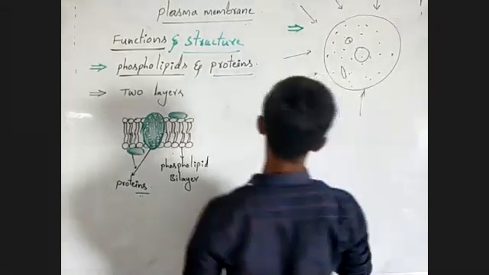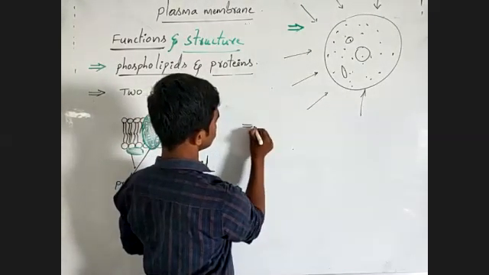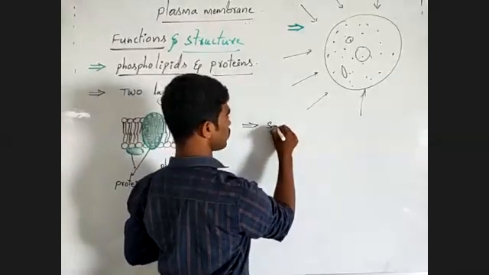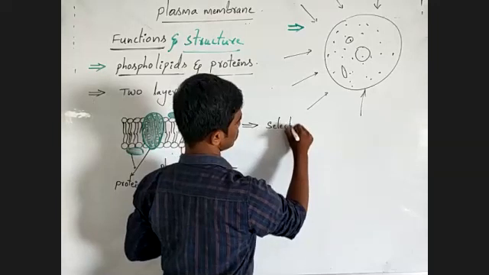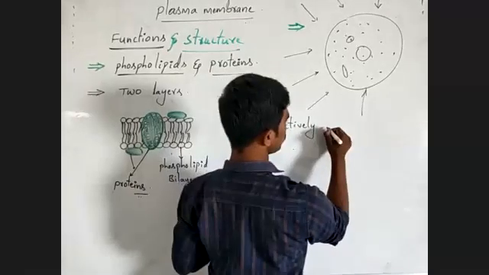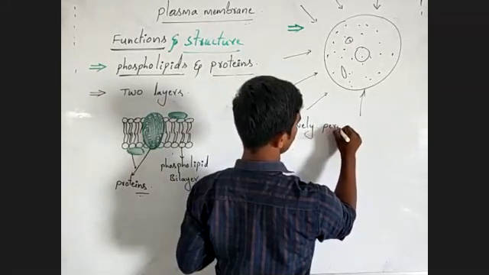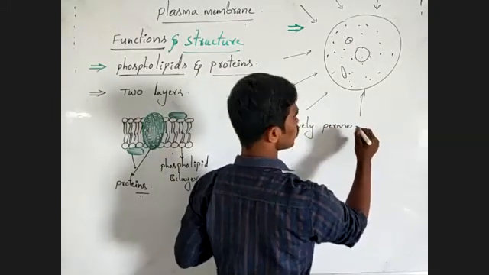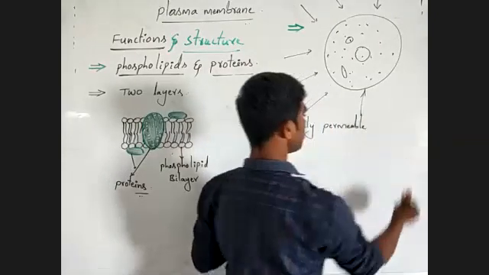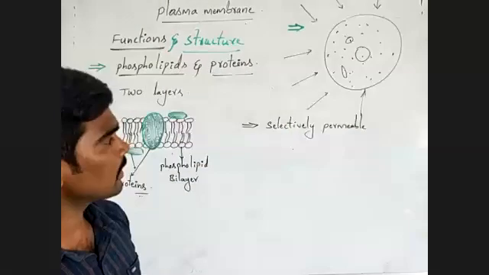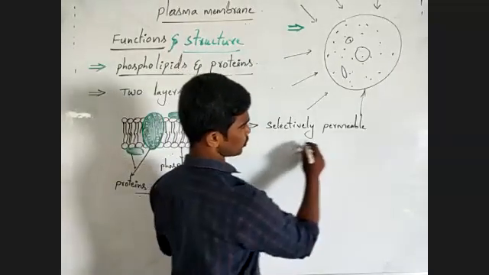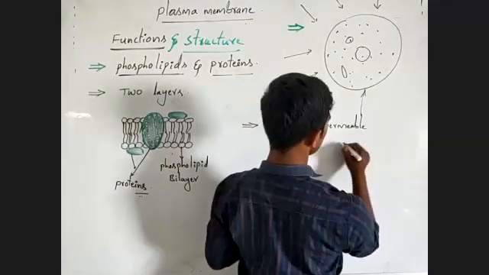Next, the plasma membrane is also called an important selectively permeable membrane. Isn't it clear? The plasma membrane is also called a selectively permeable membrane.